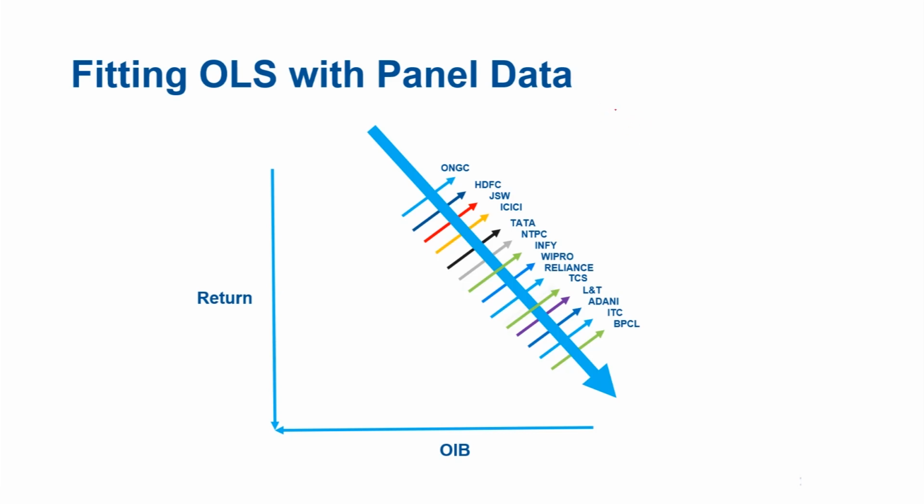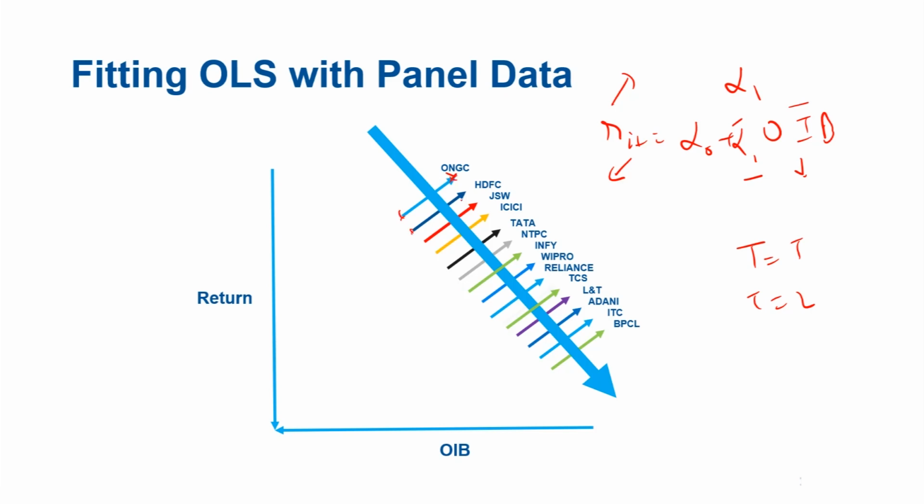Recall our relationship between RIT, return, when it is regressed on our OIB variable, the order imbalance variable. Intuitively, you would expect a positive relationship: when OIB is negative, you would expect returns to be negative, falling prices, and when OIB is positive, rising prices or positive returns, so therefore a positive coefficient for alpha 1. Now imagine we have two time periods, t equal to 1 and t equal to 2, and only two observations for each security.